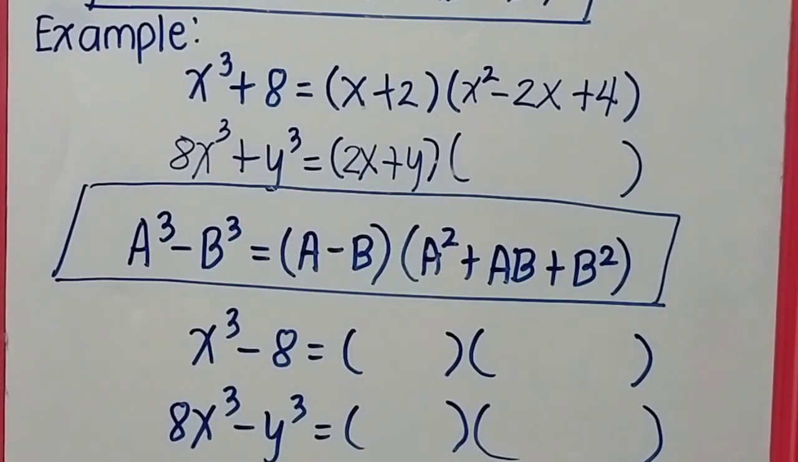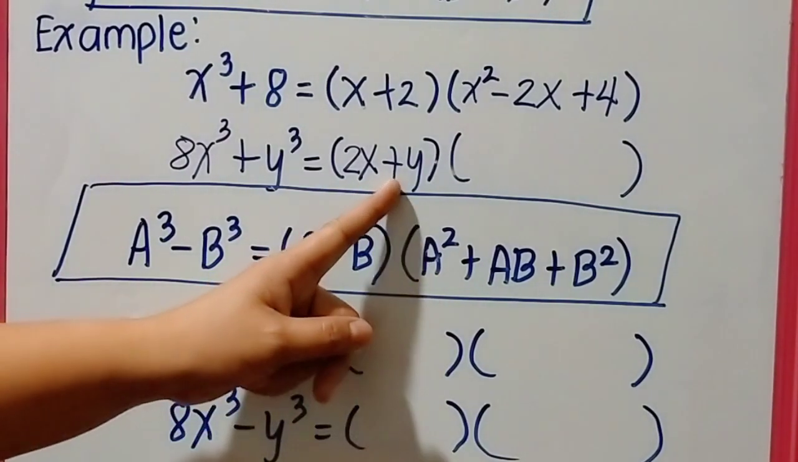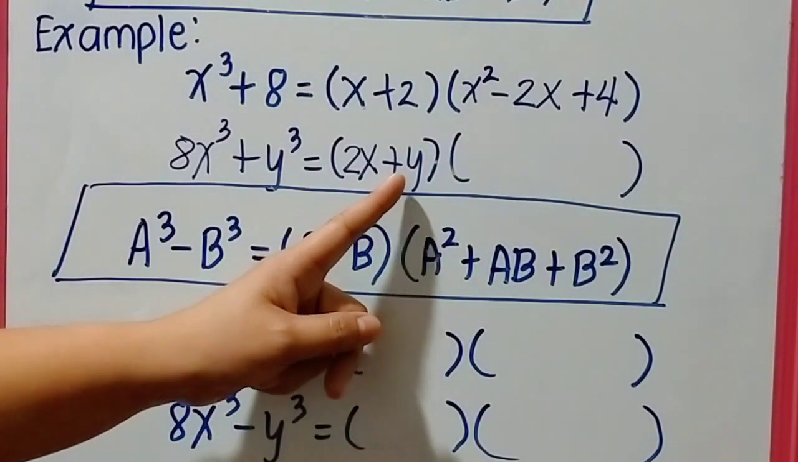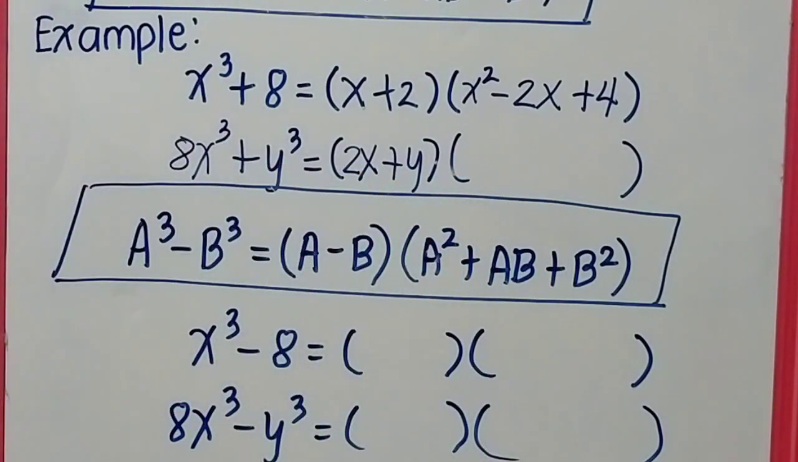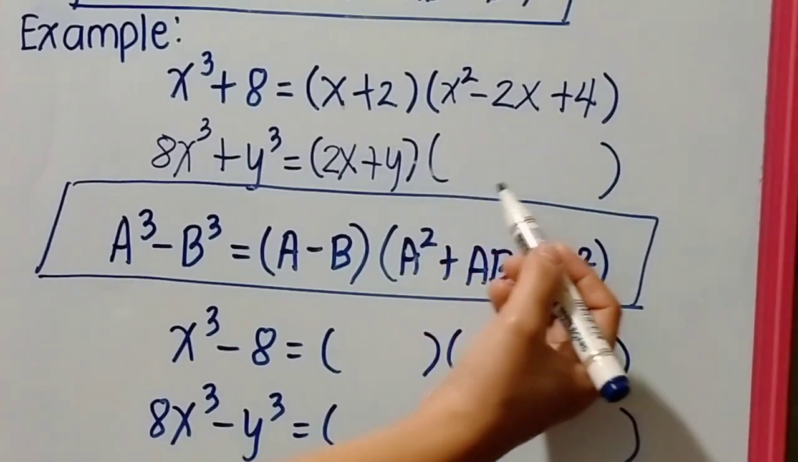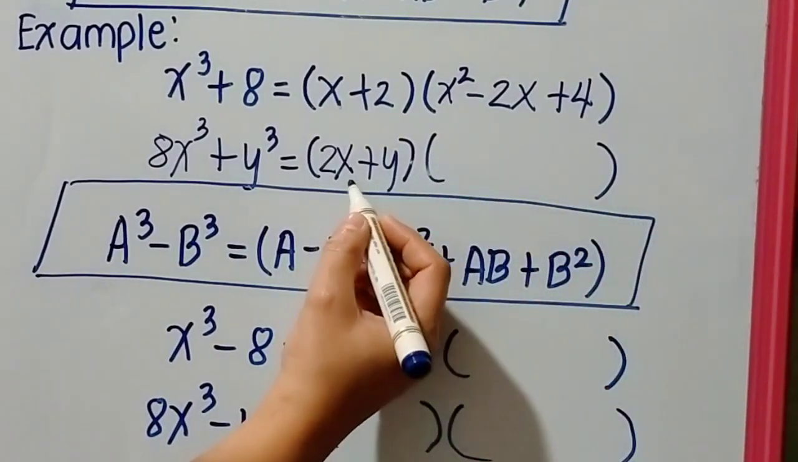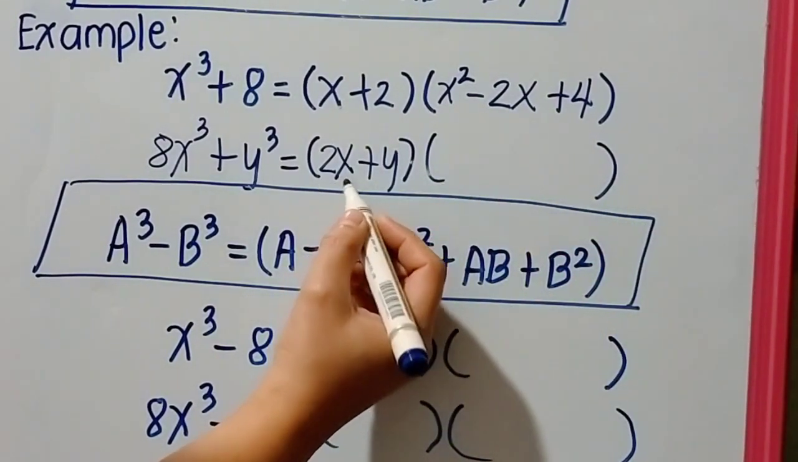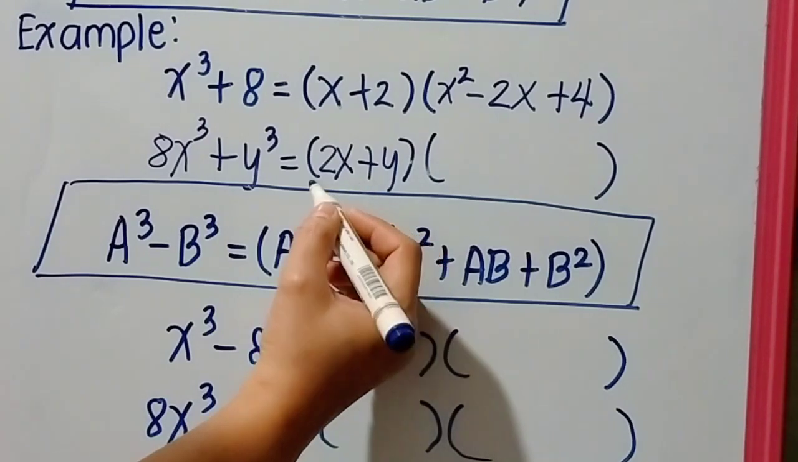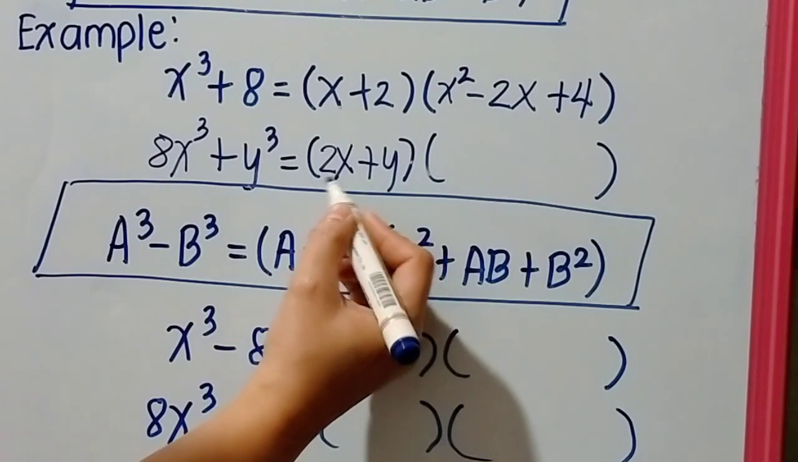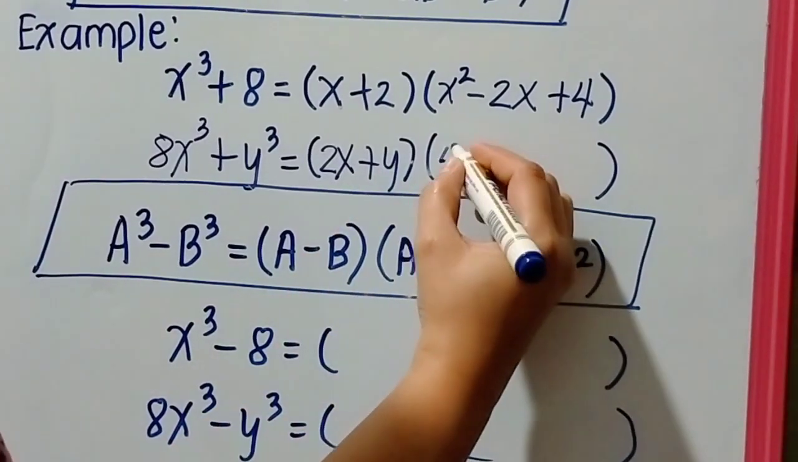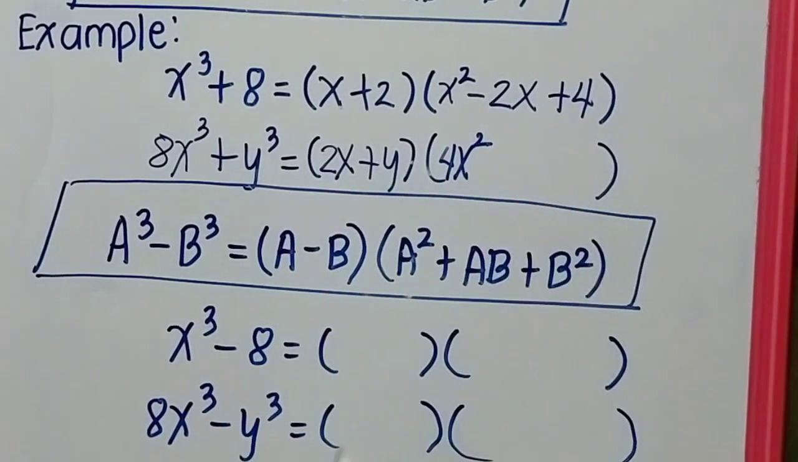Again, after getting the first factor, the second factor will be based here. To get the first term of the second factor, let us square the first term. So 2x squared, or that means 2x times 2x. Multiply this to itself. 2x times 2x is 4x squared.